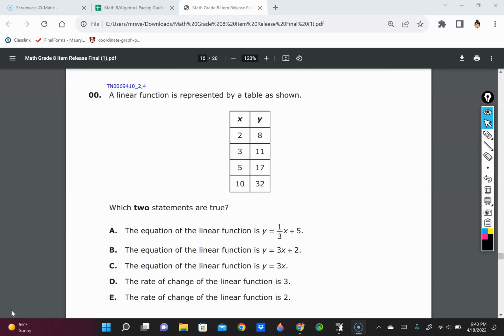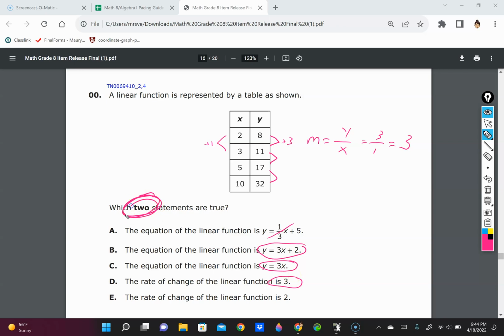A linear function is represented by the table below. Which 2 statements are true? When you have a table, it's really easy to find your slope. 8 to 11, we're adding 3. And we can continue this pattern or just skip over to the x side. 2 to 3, you're adding 1. So your slope is y over x, which will be 3 over 1, which is 3. So it can't be that one. It could be this one, it could be this one, or it could be this one. So we've got to figure out the 2.